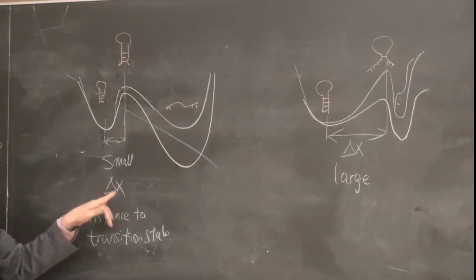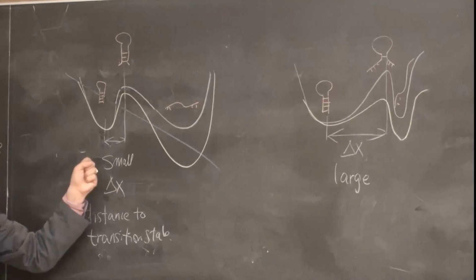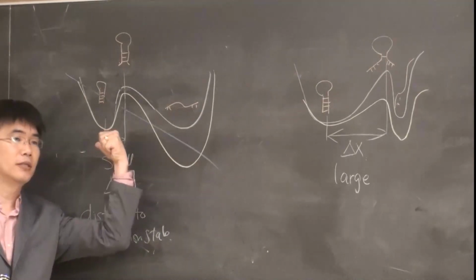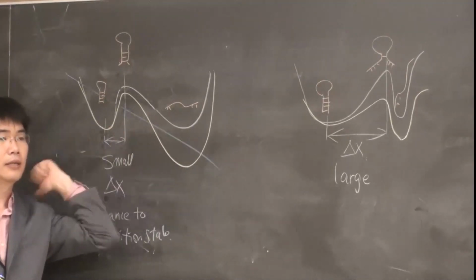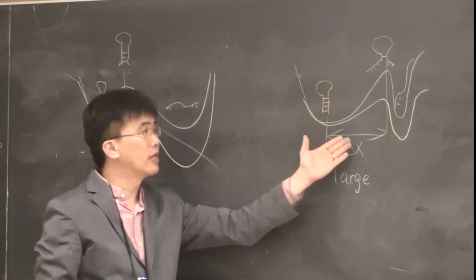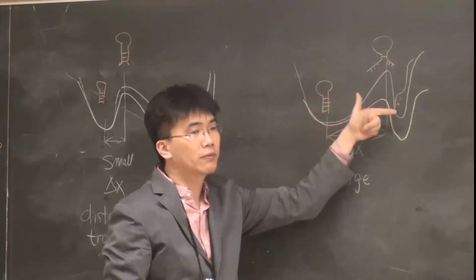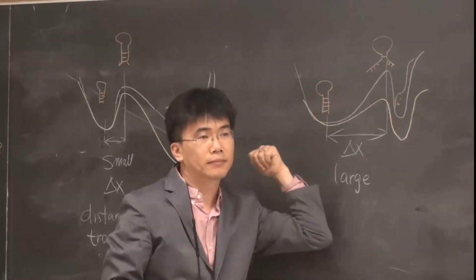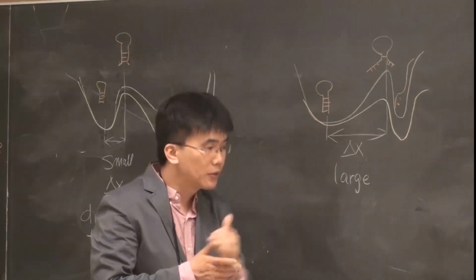So because of the small separation here, force has a much larger effect on the backward reaction, the closing reaction, than on the forward reaction. Likewise here, the force will have a much larger effect on the forward reaction rate than the backward reaction rate. Okay?